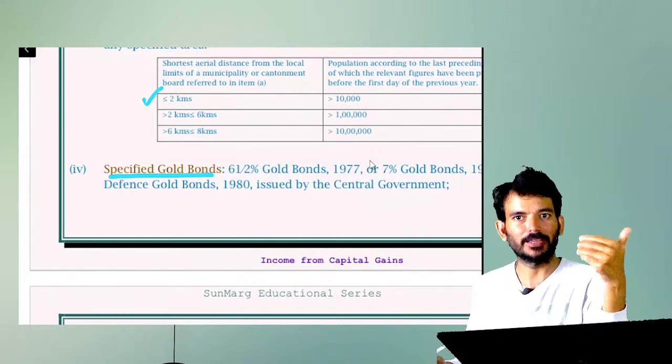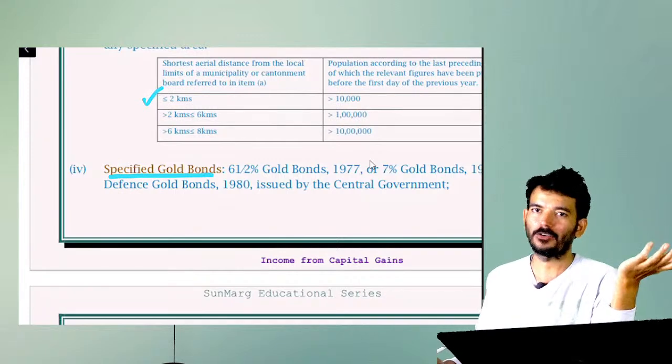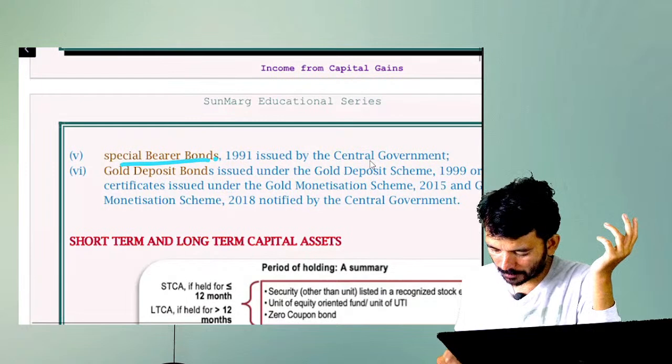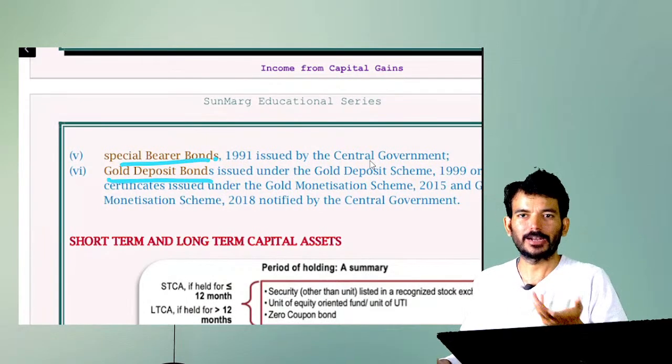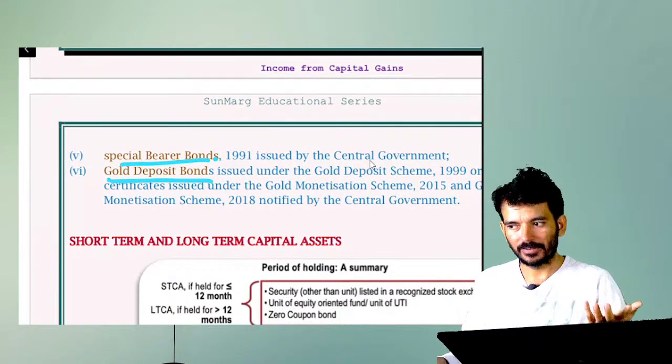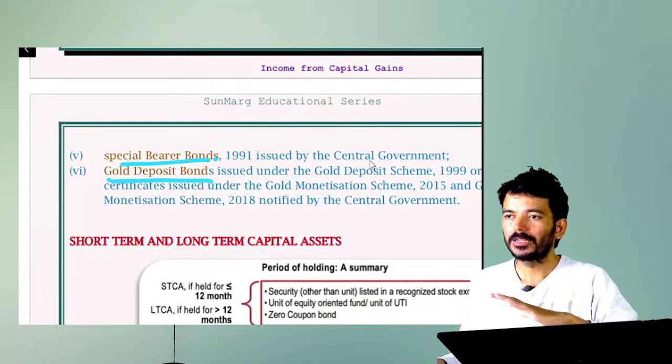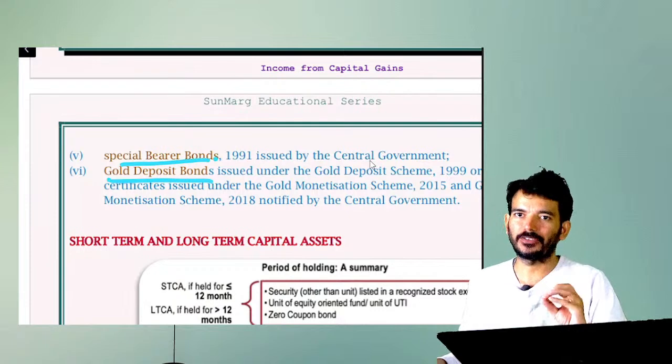Then people start buying because they know whenever they sell, they'll not be paying tax. So specified government bonds, specified bearer bonds and gold deposit bonds. Just by looking at the name, you can understand these are generally given by RBI or government, so they are raising money in some or other form. So these are all outside the definition of a capital asset.